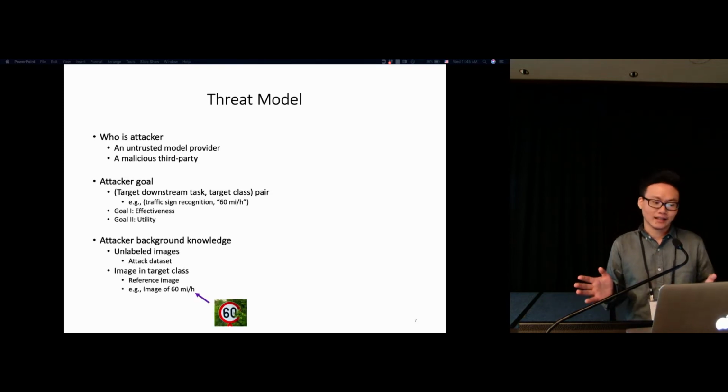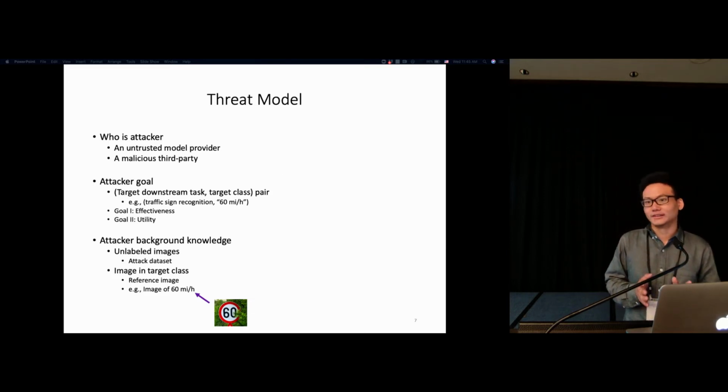The attacker also has an image in the target class, which we call the reference image. For instance, when the target class is a speed limit of 60 miles per hour, the reference image could be an image of a 60 miles per hour sign, as shown in the figure. As we will see soon, this reference image can help achieve the effectiveness goal.